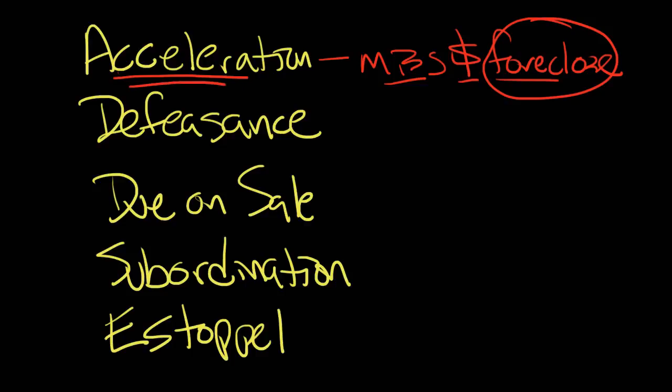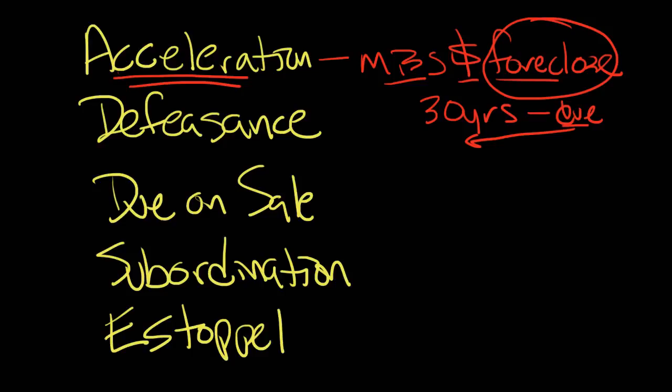Why do they call it the acceleration clause? Because the loan has a maturity date, a date that it needs to close, and for most loans now it's 30 years in the future. But should they call the loan due sooner, they have accelerated it. And they accelerated it because you didn't pay your monthly mortgage payment and you missed too many, however many it happens to be. And that's what the acceleration clause is.